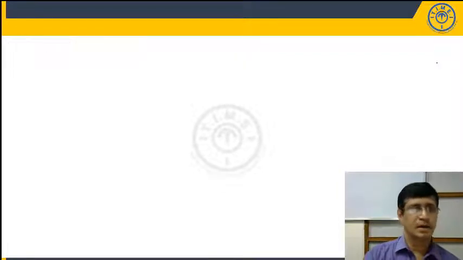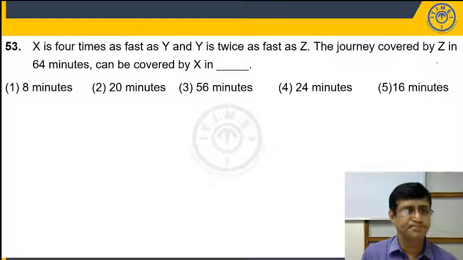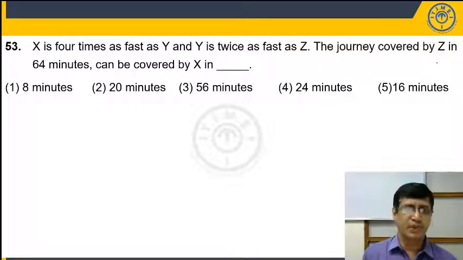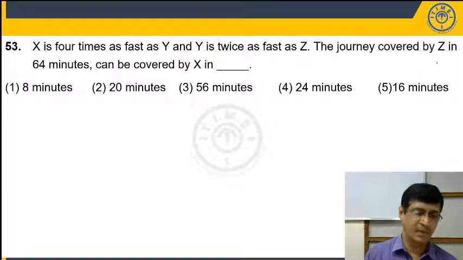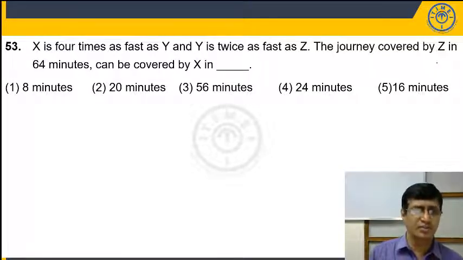Okay. Look at the next example on your screen, question number 53. X is 4 times as fast as y, y is twice as fast as z. The journey covered by z in 64 minutes can be covered by x in how much time? Now, my dear students, please find out the ratio of their speeds. Fast means efficiency. So, x, y and z.